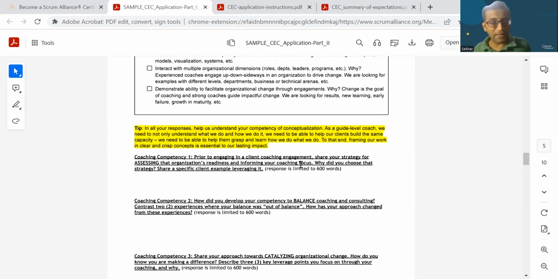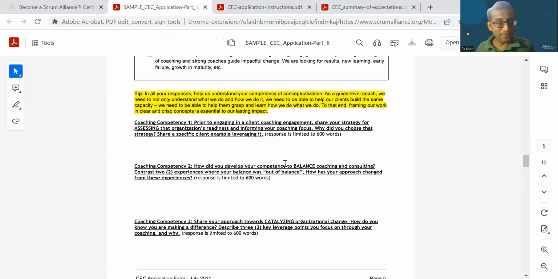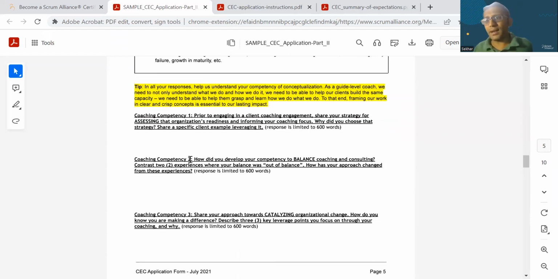Prior to engaging in a client coaching engagement, share your strategy for assessing organizational readiness and improving your coaching focus. Why did you choose that strategy? And share a specific example of leveraging it. Yeah. So this is one example, less than 600 words. And if you are not a native English speaker, you will get like a 25% leverage. But my recommendation is to try to keep your text very concise and to the point.